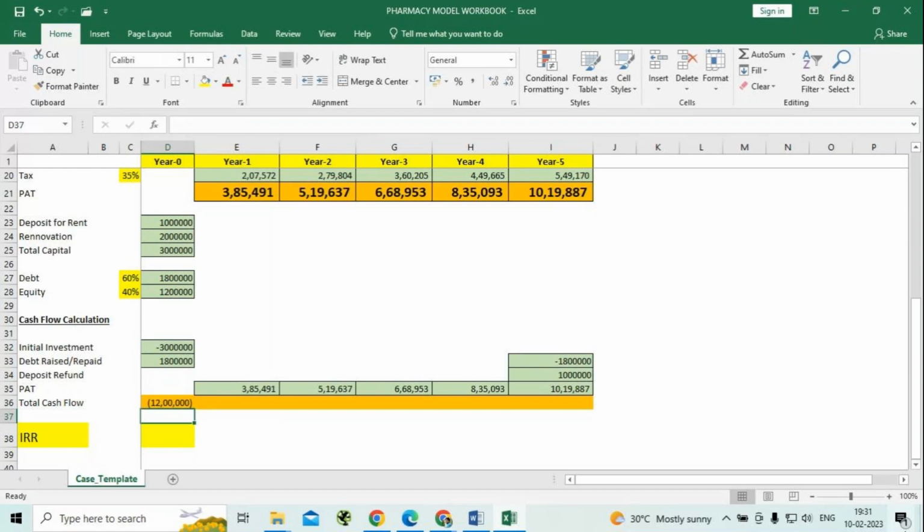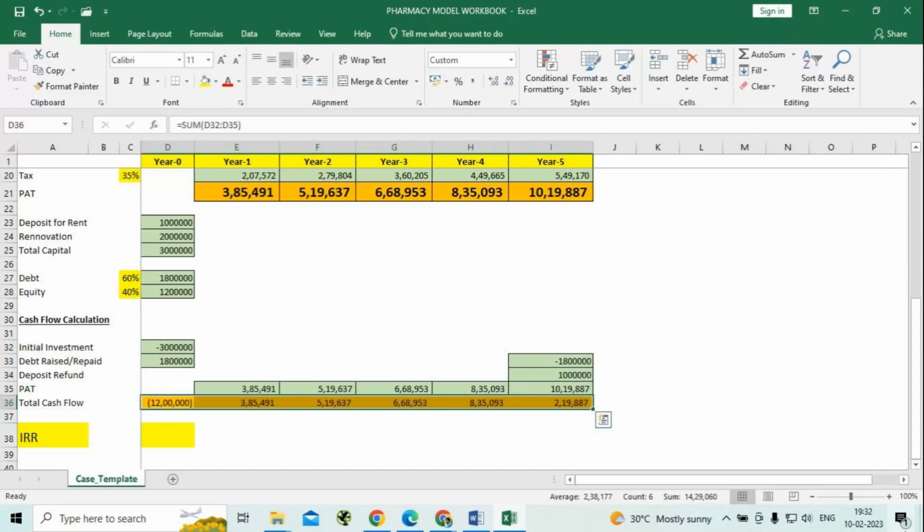Okay, so bag it for the other years. So this is the total cash flow we have. Then finally we are supposed to find the IRR, that is internal rate of return. Internal rate of return means the return on investment that you can expect from all these activities.